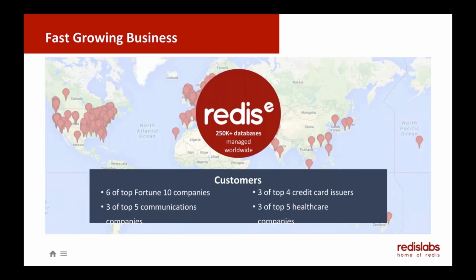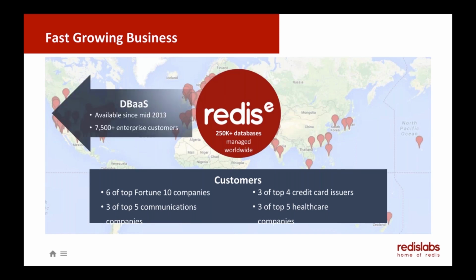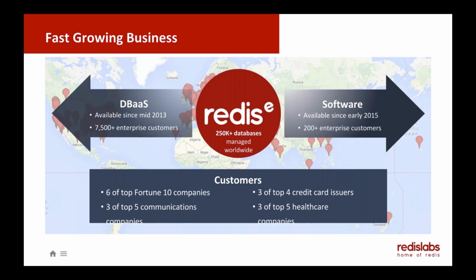Now, Redis Enterprise technology has been a mature cloud service for many years. We have over 250,000 databases that we manage today, with over 7,500 enterprise customers paying for the service, and many more that reside in our free tier. We also have the software capabilities with over 200 enterprise customers today, and we're growing. This is a fairly new capability that we started providing back in 2015.